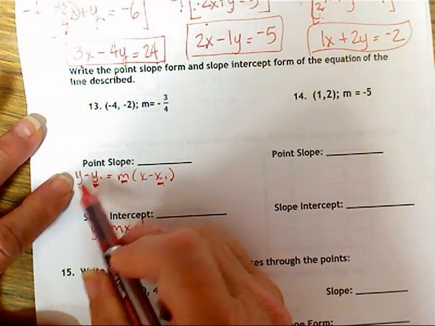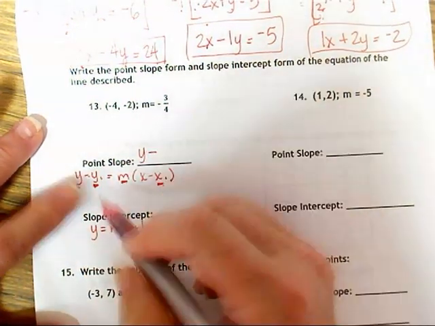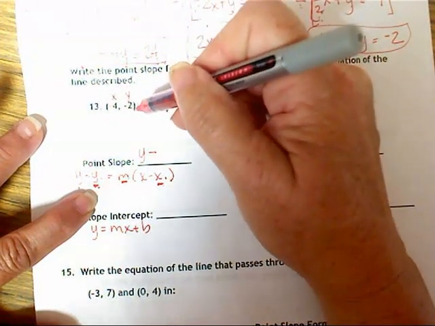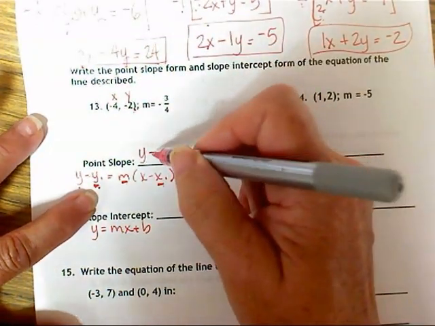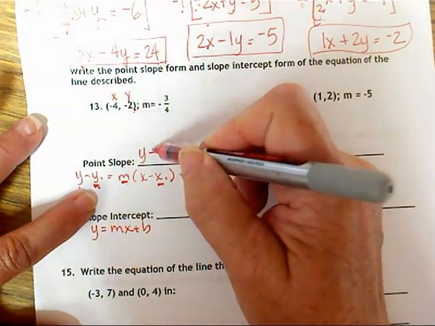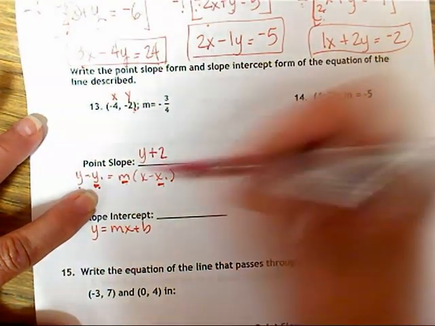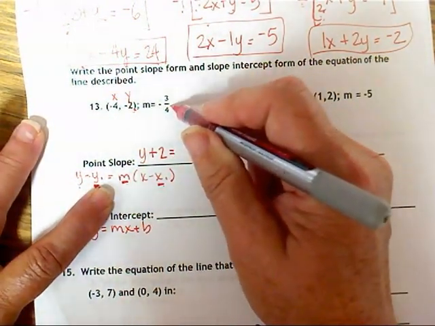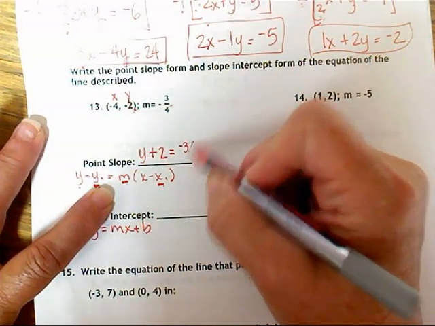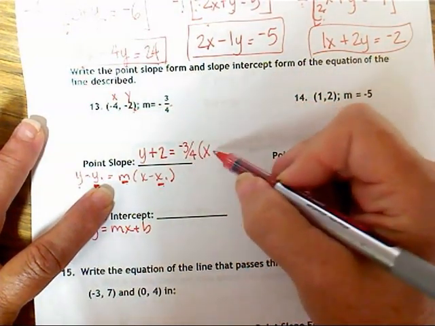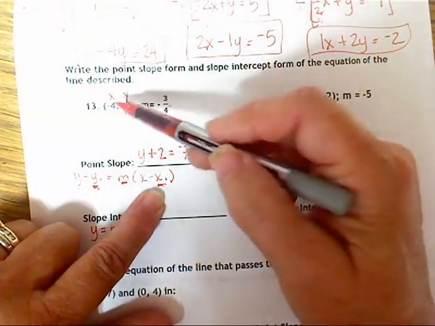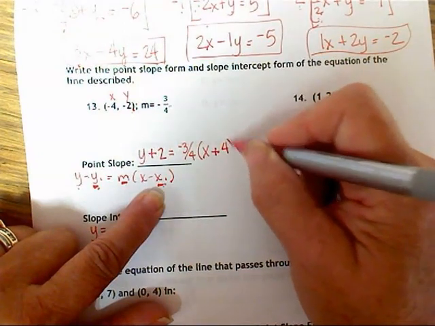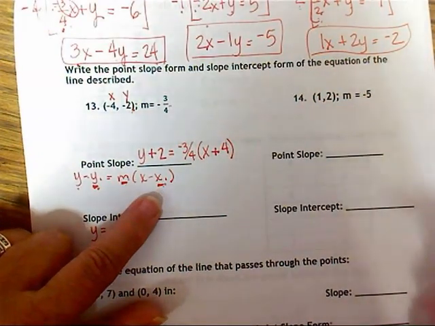So my formula starts out with y minus, and then I get my y value. Remember, don't pick the first one. The y value is negative 2. Now, when I subtract a negative 2, those 2 negatives cancel one another out. It's really plus. So there's that part. Equals m. We've already said our m value is right here, negative 3/4. And we're multiplying this by x minus the x value, which is negative 4. And when I minus a negative 4, that means plus 4. Okay, there it is in point-slope form.